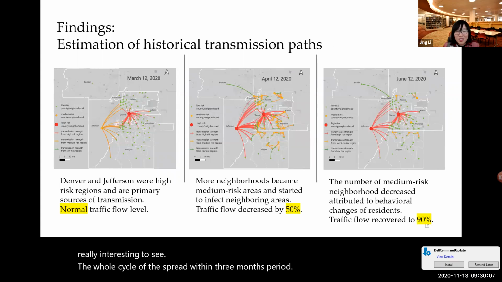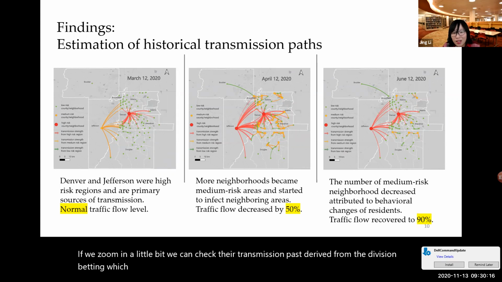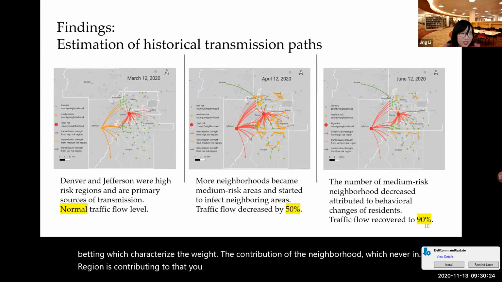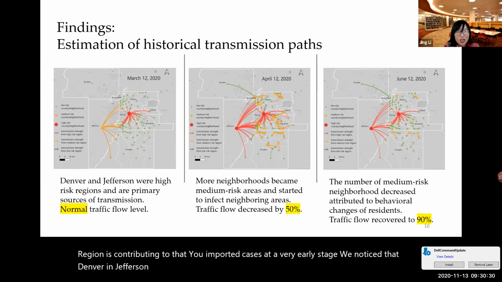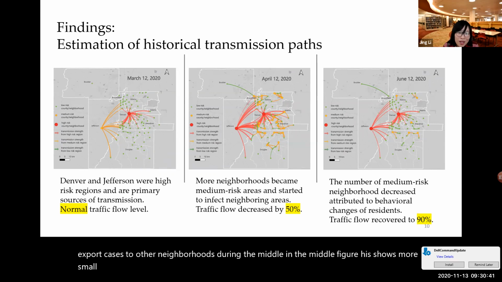If we zoom in a little bit, we can check the transmission paths derived from the diffusion embedding, which characterize the weight, the contribution of neighboring regions to the imported cases. At a very early stage, we noticed that Denver and Jefferson County are the two most important sources of transmission. They export cases to other neighborhoods. In the middle figure, it shows more small-sized neighborhoods become high-risk or medium-risk regions. They start to infect other regions.